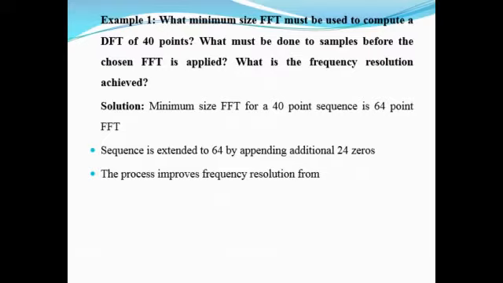Then the sequence is extended to 64 by appending 24 additional zeros. I already told you regarding this. If the number of points is 5, we can change it to 8 to find the DFT by appending the number of zeros required to make the sequence from 5 to 8. So 3 zeros are to be appended. Similarly here, from 40, we are going to increase the sequence size to 64 by appending 24 zeros. So this is what we consider initially.